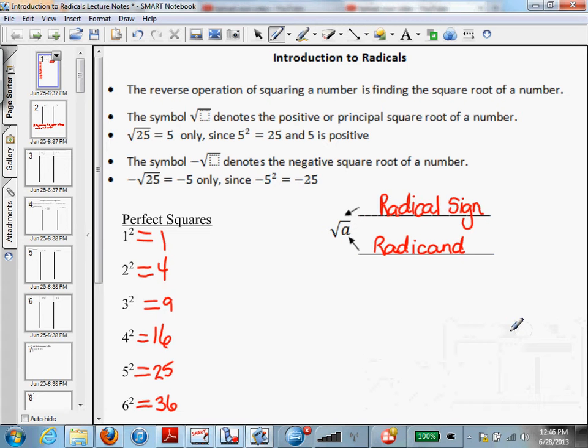Hello and welcome to an introduction to radicals. We're going to take a look at what these radicals are and what we can do with them.